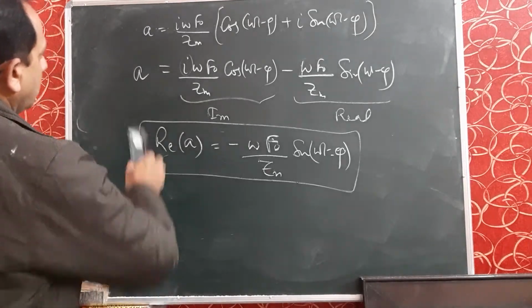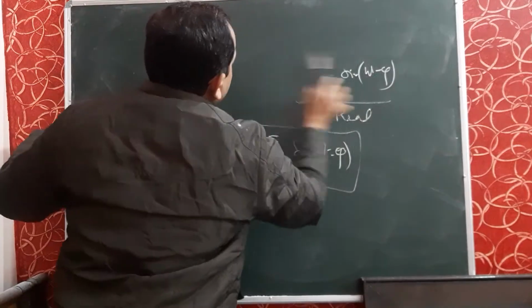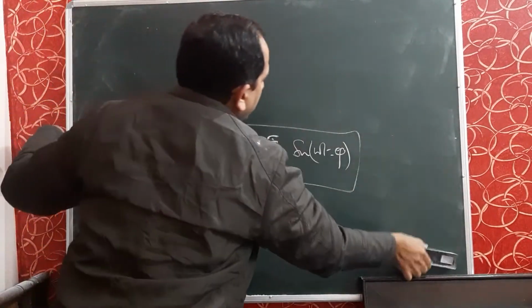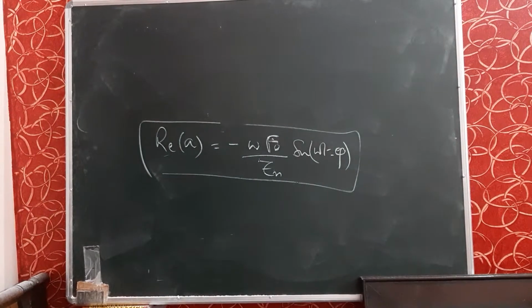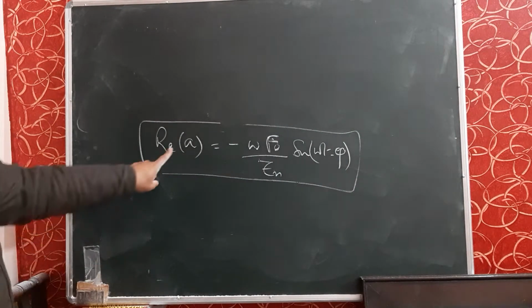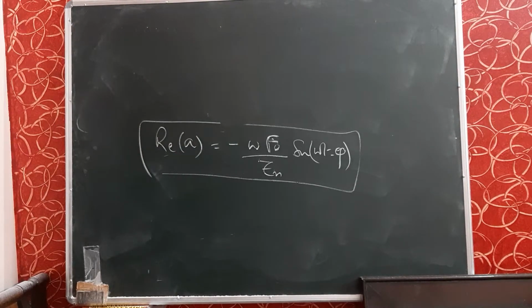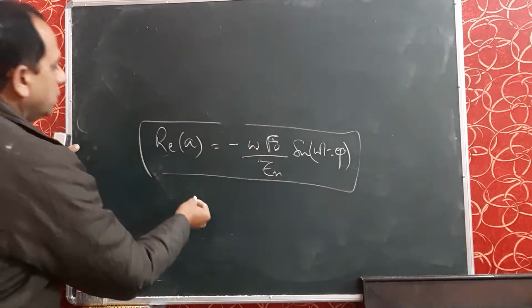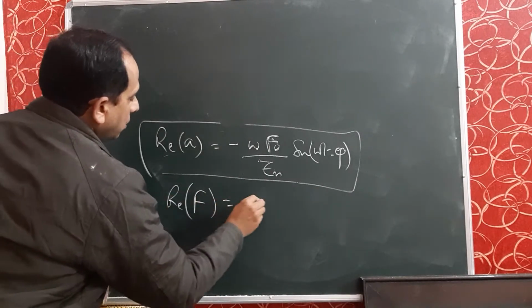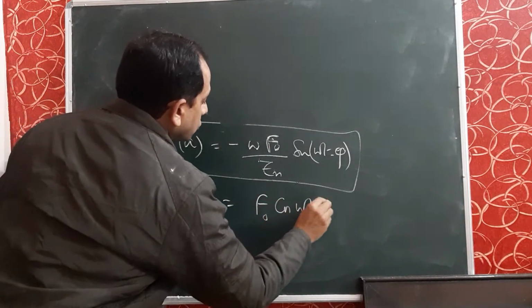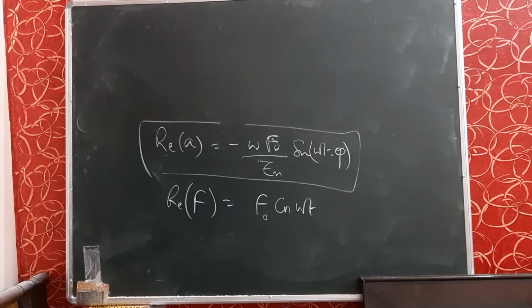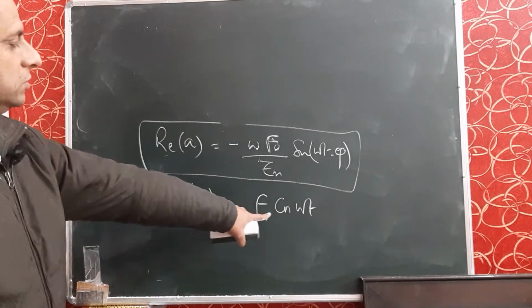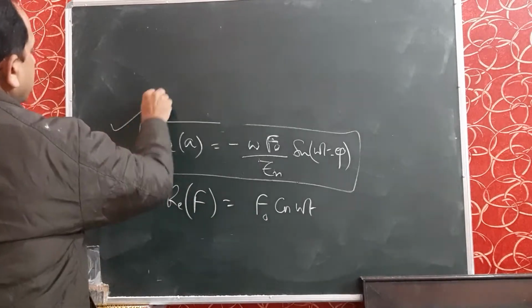Now let us find the phase difference between the real component of acceleration and the real component of force. So what is the real component of force? You know that F is equal to F0 e power iota omega t, and on splitting e power iota omega t as cos omega t plus iota sin omega t, the real part of force is F0 cos omega t. So this is the real part of force, and that is the real part of acceleration.